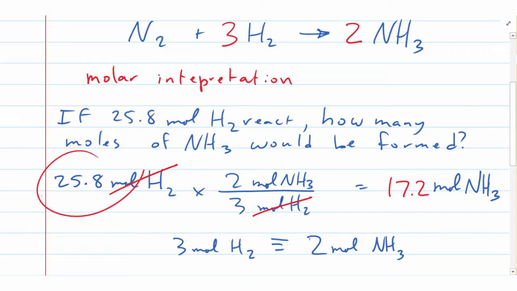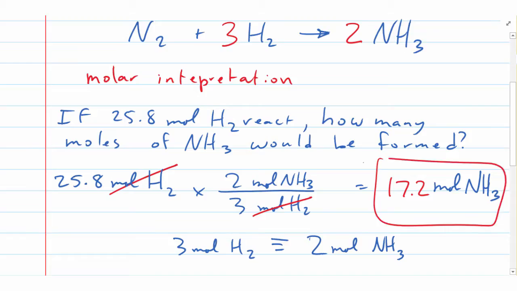Now, how many significant figures should this answer have? 3. That's because we have 3 here. This is an exact conversion, so that would not have any bearing on the end result. We wind up with 17.2 for the answer.